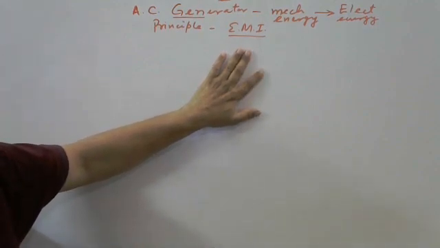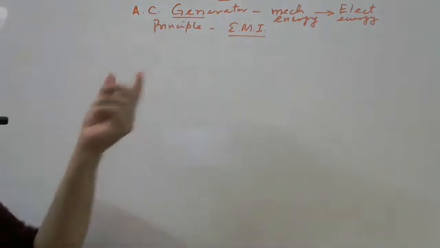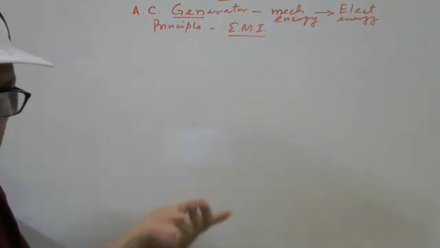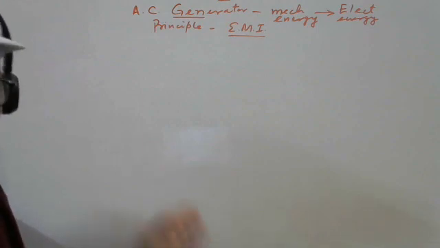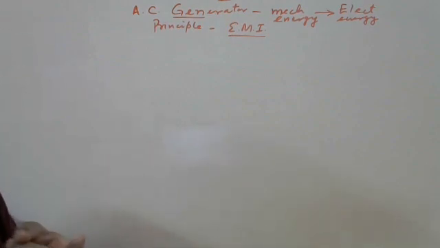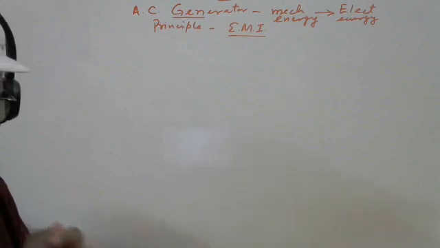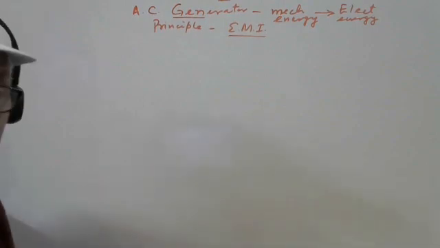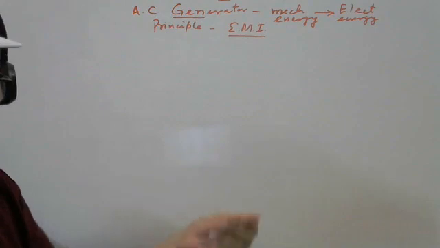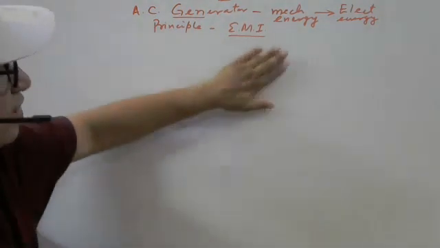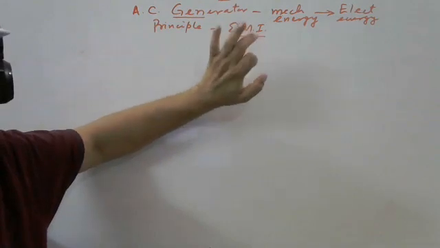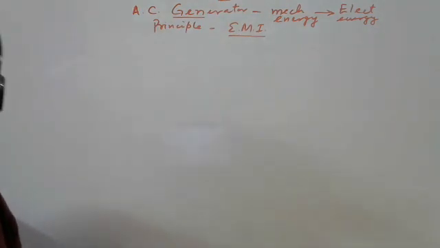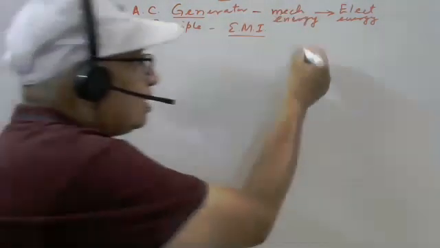As per Faraday's law, if with any conductor or coil, whatever shape, maybe rectangular, maybe circular, maybe of any shape, there is a change in the flux linkage, induced EMF develops in the coil. If it is a closed circuit, induced current flows in the circuit. This is Faraday's law of electromagnetic induction. Got it?